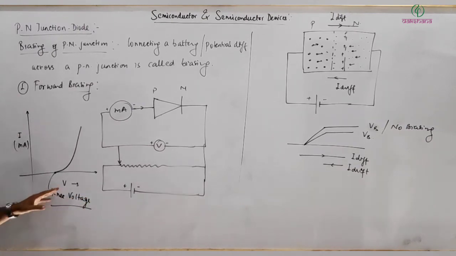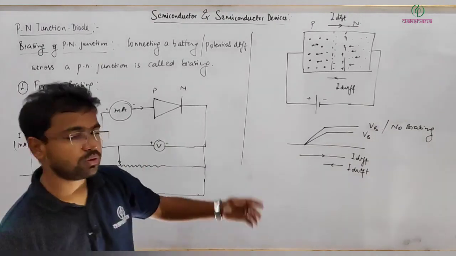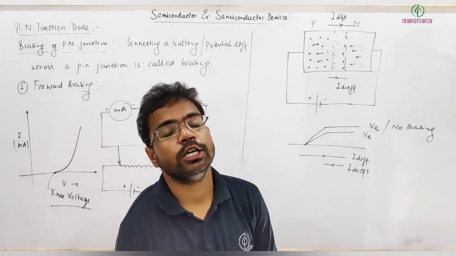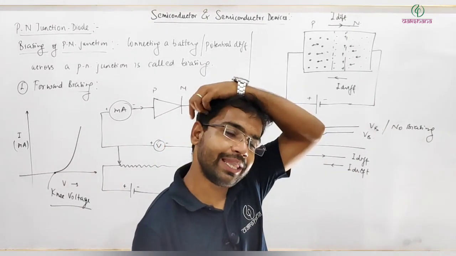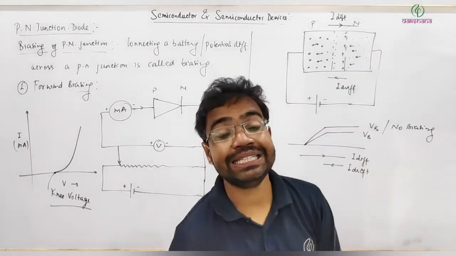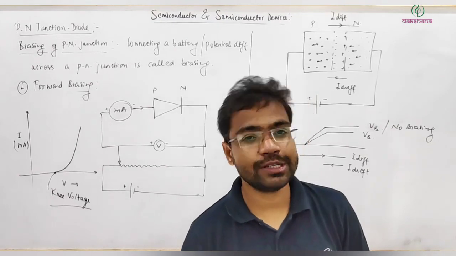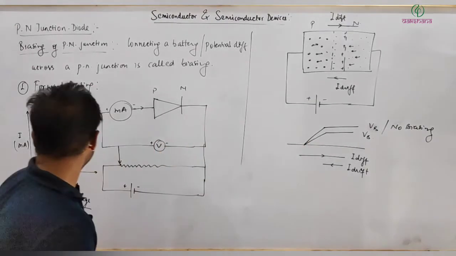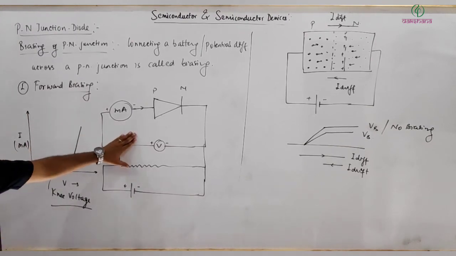After this voltage, current increases rapidly with increasing voltage. Knee voltage is actually equal to your breakdown potential barrier, that is roughly 0.7 volt for silicon. That also depends on the doping concentration, and roughly it's 0.3 volt for germanium. So this is the forward bias characteristic we call for a PN junction.